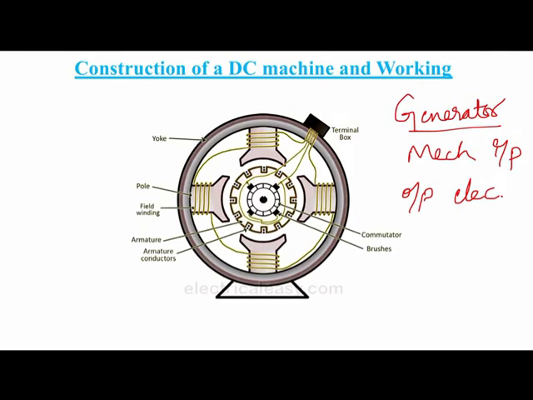So here you can observe this is a shaft. This shaft is coupled to the turbine. When the turbine rotates, the shaft connected to the rotor also rotates, thereby the armature also starts to rotate.